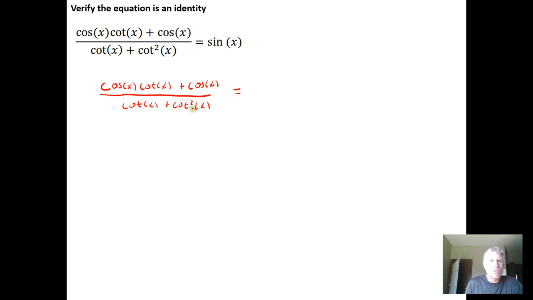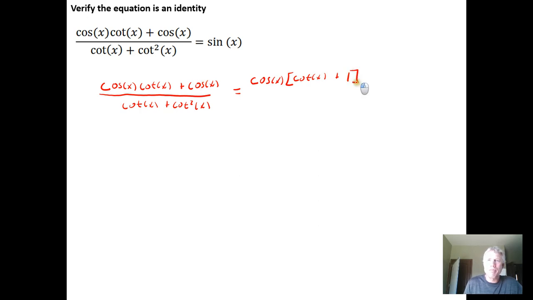And the thing that I want to notice when I'm looking at this is that I have a cosine showing up in both terms in the numerator, and if I factor that off I'm going to get a cotangent plus 1, and down here a cotangent shows up in both terms, and if I factor off a cotangent I'll get a cotangent plus 1. So I'll get something that can simplify or reduce to 1 just by starting off with factoring. So the first step is just going to be factor a cosine in the numerator, which will leave behind a cotangent plus 1.